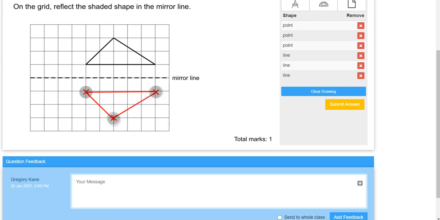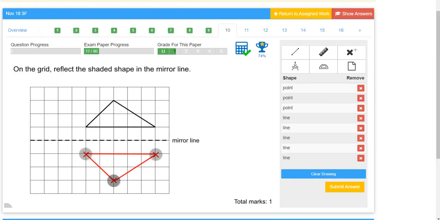So ruler's gone. And if I hit submit, let's see if it likes it or not. And there we go. So a little bit tricky there, but it's really good practice.